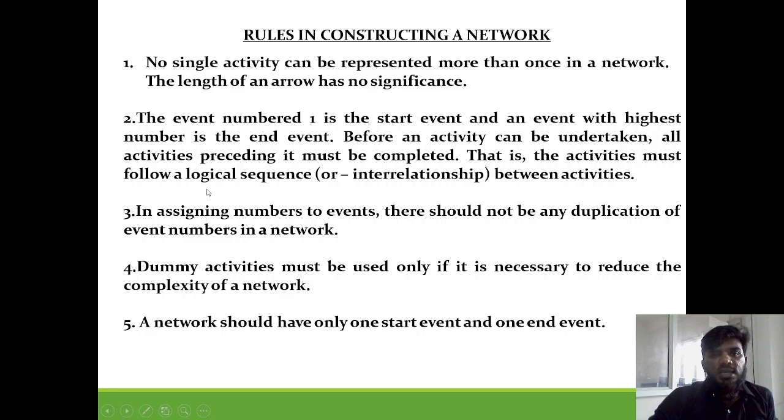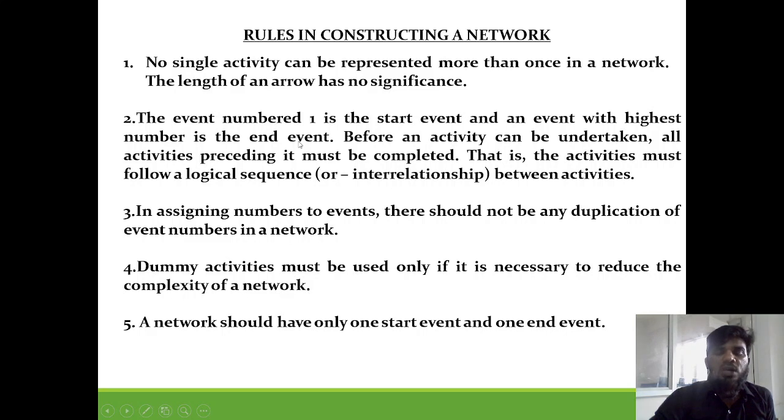Okay. You can see here the rules in construction of a network. No single activity can be represented more than once in a network. The length of the arrow has no significance. You can draw a bigger one or a smaller one. It does not have any influence in the diagram. The event numbered 1 is the start event, and the event with the highest number is the end event.